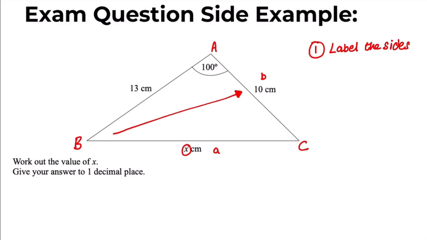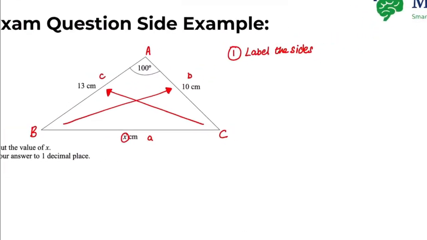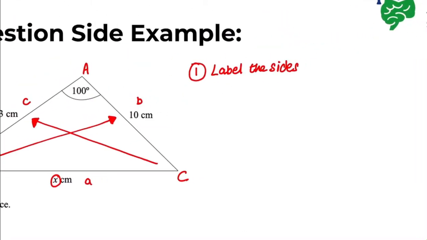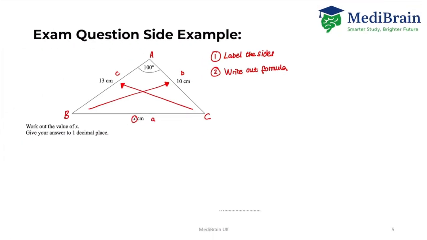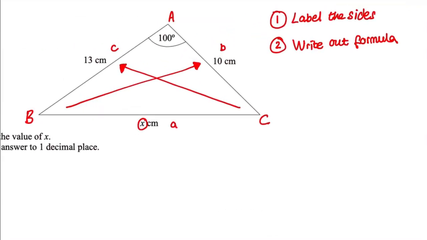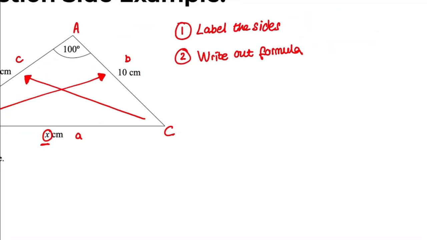The side which is opposite capital C is going to be lowercase c. Okay, so that's how you've labeled the sides. Now the second step is to write out the formula. As you can see from this example, we need to work out the length of a side, so we're going to write down the side formula.